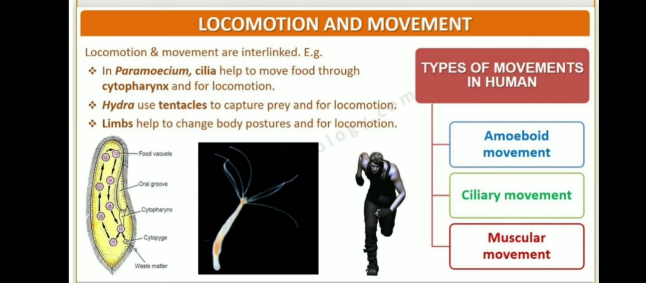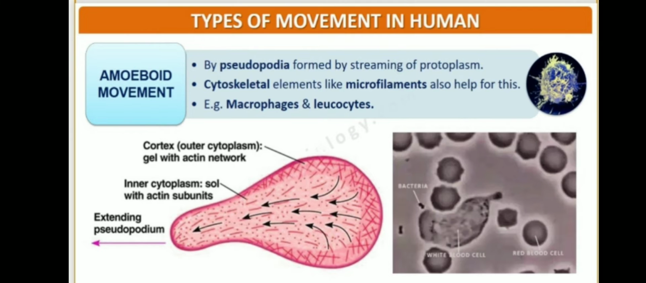However, locomotion is generally for search of food, shelter, mate, suitable breeding grounds, favorable climatic conditions, or to escape from enemies or predators. Cells of the human body exhibit three main types of movements, namely amoeboid movement, ciliary movement, and muscular movement.